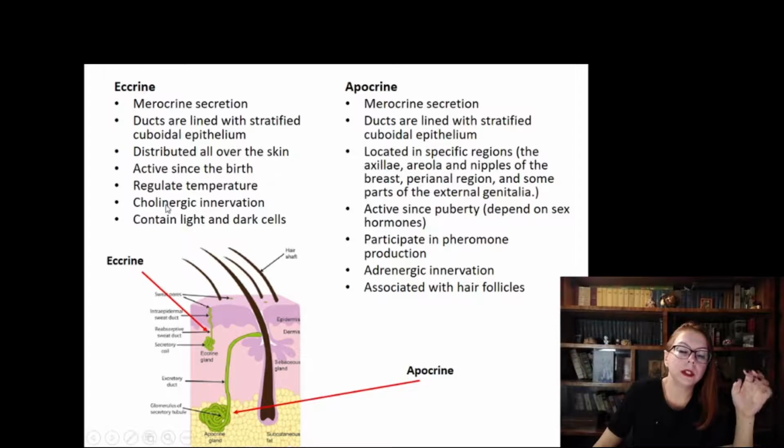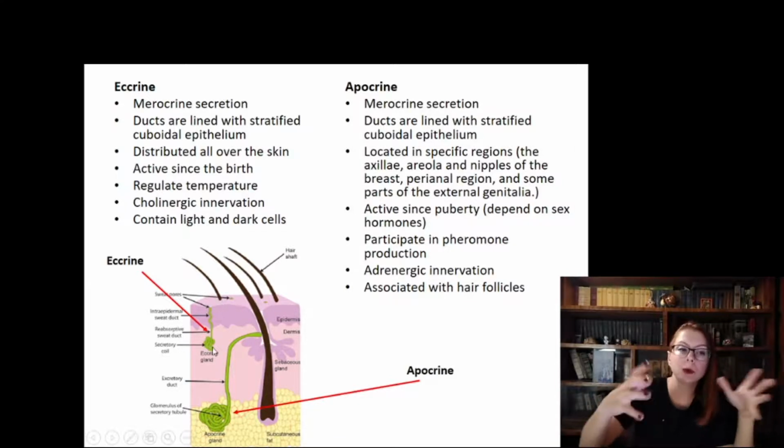Then they are innervated by cholinergic nerve endings, and they contain light and dark cells. Light cells produce water predominantly, while dark cells contain rough endoplasmic reticulum, so they produce some amount of proteins. What is important is that in their ducts, sodium is resorbed, as I've just said. So the sweat is hypotonic. It contains less sodium than the blood plasma, and it is produced on the skin surface.